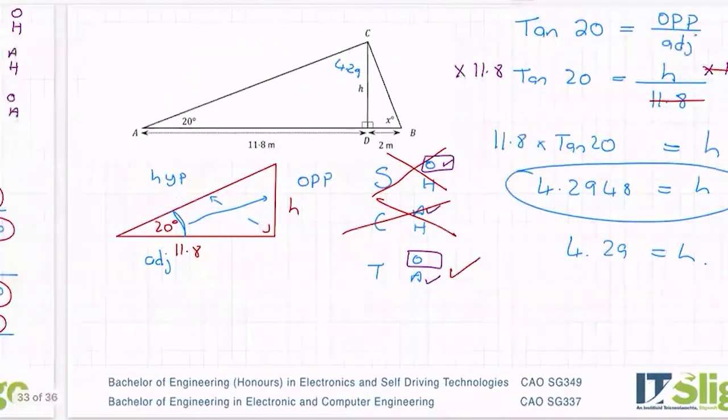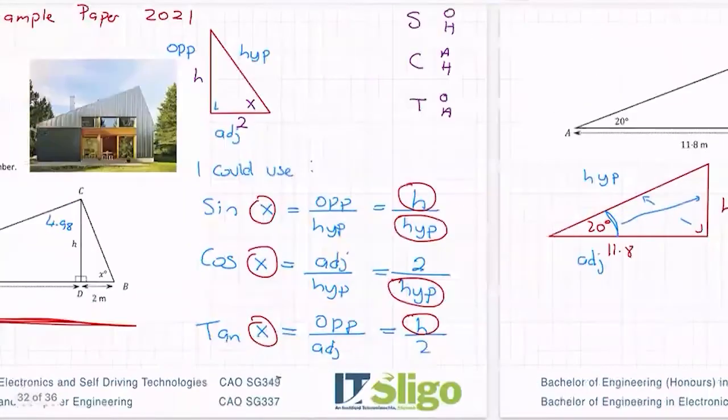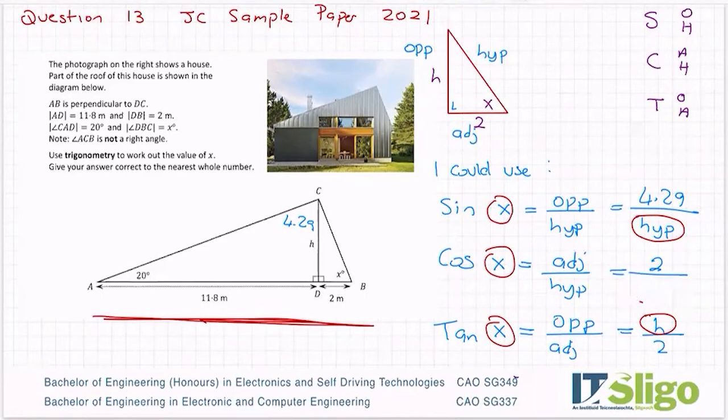So if I go back here now, I know here it's not 98, it's 4.29. Okay, so now I know my h is 4.29. And I also know, where was the other h? Down here, 4.29.